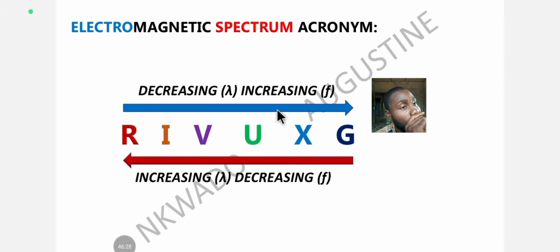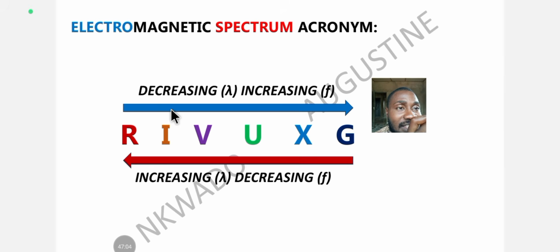So I will ask you a question now. Which has the highest wavelength and which has the highest frequency? Since as I go like this the wavelength decreases, let's do the wavelength first. The shortest wavelength here will be gamma ray. Gamma ray has the shortest wavelength and the highest penetrating power. If the wavelength is very short, it has a high penetrating power.